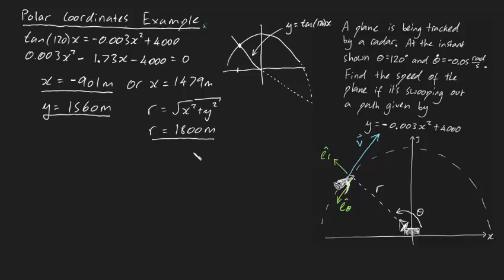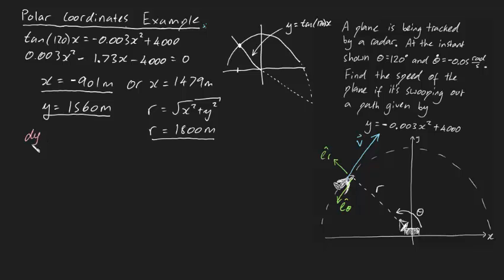What do we do now? Well, now that we know where the plane is, we can also find the gradient of our curve at this instant, which will help us find the direction of our velocity vector. Remember, velocity is tangential to the path, so if we find the tangent, we can find out the angle the velocity vector is at. So let's do that. Let's begin by differentiating this equation.